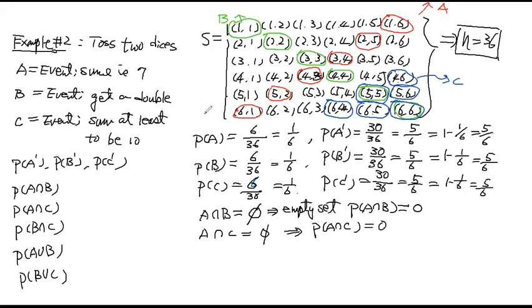Then the next thing is here, let's take a look. B intersect C, that means the green one and the blue one. How many do I find? I find this one and this one, right? So these two are B intersect C. They are the common part. So I know this is 2 out of 36. So the probability of B intersect C will be 2 out of 36.